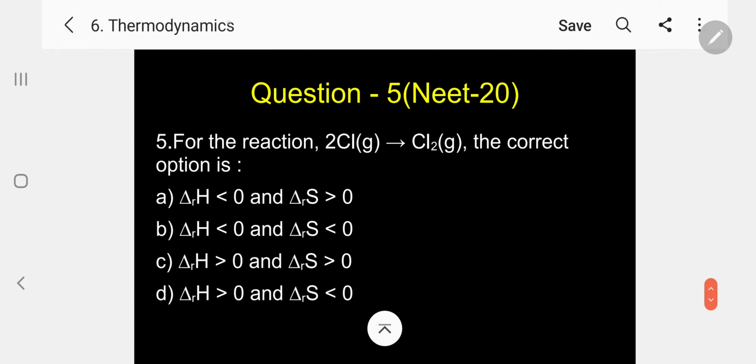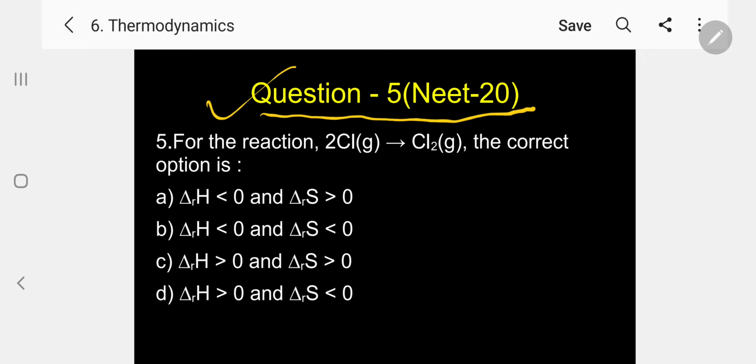Now question number 5, the question asked in NEET 2020. For the reaction, again under entropy change, 2Cl gas goes to Cl2 gas, the correct option is: A. Delta H less than 0 and delta S greater than 0. B. Delta H less than 0 and delta S less than 0. C. Delta H greater than 0 and delta S less than 0. D. Delta H greater than 0 and delta S greater than 0.